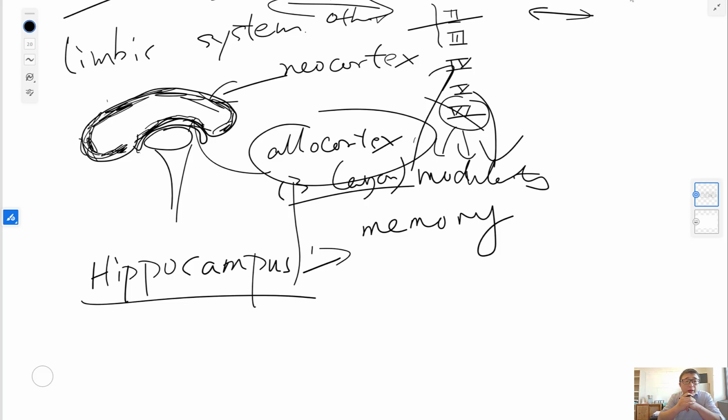What about another kind of memory? It's called emotion memory. Emotion memory is done by another structure at the end of those. I don't even remember the name, something like that. Yeah, that's why we need a test.